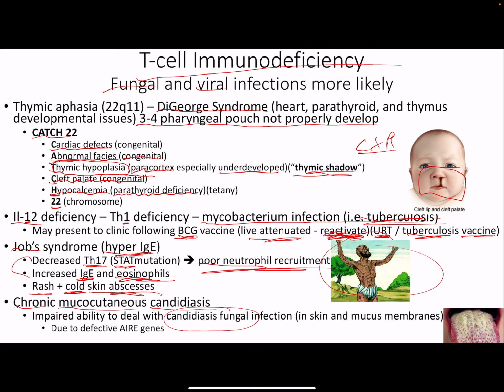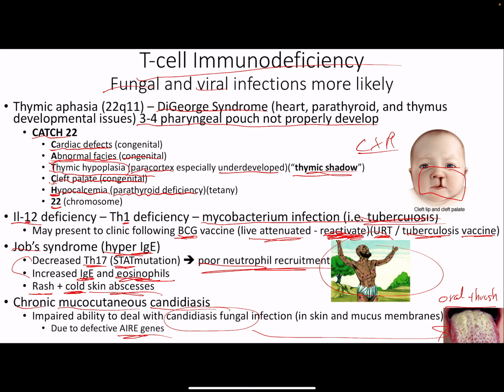It especially causes oral thrush. So we see this often with HIV patients, but if somebody has a defective AIRE gene, they can't deal with this as well. And so the candidiasis makes a comeback. We didn't mention this earlier, but the AIRE gene actually plays a role when you go to the thymus.